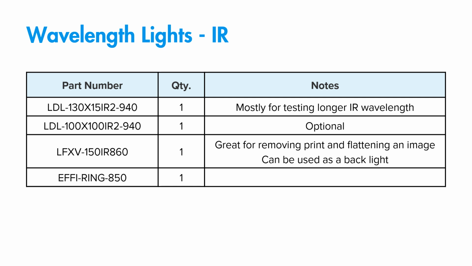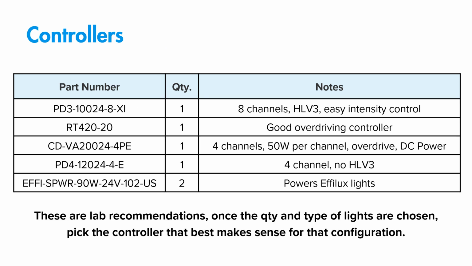In this scenario, if you get the LFX-V, then you can use that as a backlight, and you don't necessarily need to get the LDL 100 by 100 IR backlight. But if you don't plan to get the LFX-V, then make sure you get the FE ring light so you can test the 850 nanometer wavelength and you don't just have two 940s. This is one of those where you start with 1, 2, maybe 3 of them, and then grow as your lab grows and as your need for IR light grows. But like I said, you don't have to have every single uniformity for this scenario.